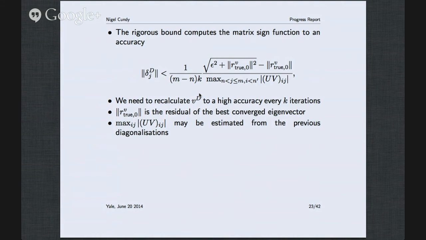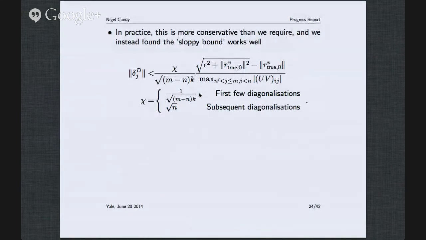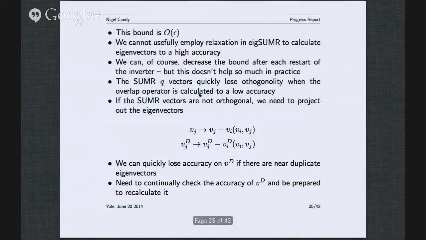This bound is actually more conservative than we need. This assumes that the errors all add together. In practice, they're not going to. So in practice, after the first few diagonalizations, where we have to use the residual bound, after the first few restarts, we can just take this term here and turn it into a square root, assuming the errors partially cancel each other out. But even so, this bound is of the order of the accuracy we need for the eigenvectors.